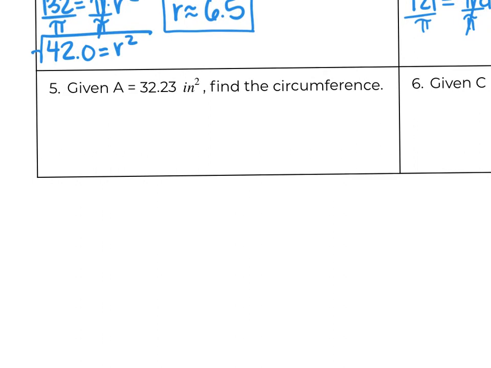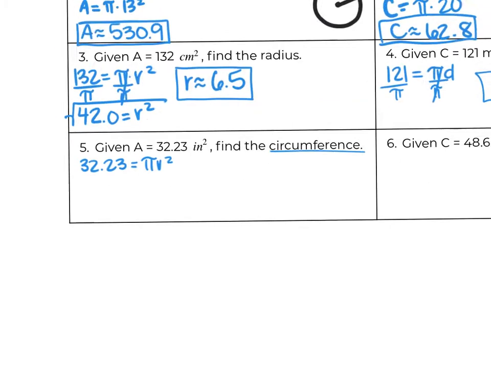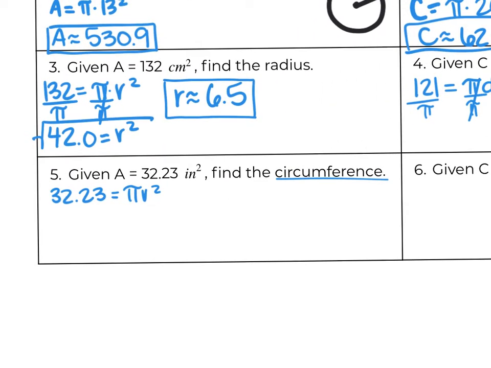Okay, now 5 and 6 are a little bit tougher. They give us the area and they want the circumference. So you're going to have to start with finding the radius and go from there. So area formula is A equals pi r squared. So for A, I'm going to write 32.23 pi r squared. So you're going to solve this just like we did on 3. So divide by pi. Gives me 10.3. And I'm left with r squared.